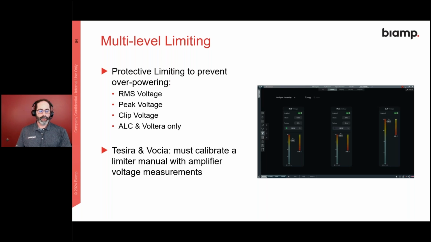In Voltera and in the amplified loudspeaker controllers, the ALCs, we have a multi-level limiting system, which is honestly, so far we've had one case in 5 years of a loudspeaker failing that wasn't protected by this system. So when these are set up correctly, it's important that they're set up correctly, of course. It's really bulletproof. It's really hard. I dare you to break one. We've been very successful with this.